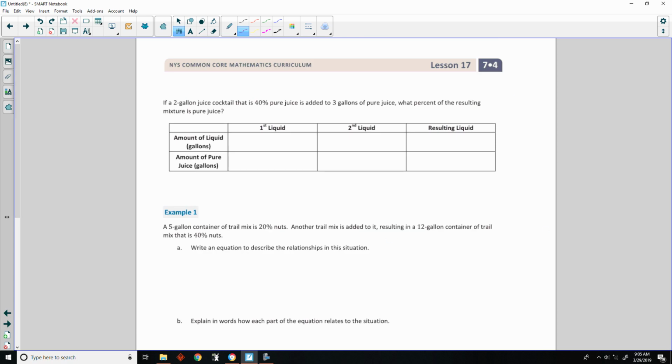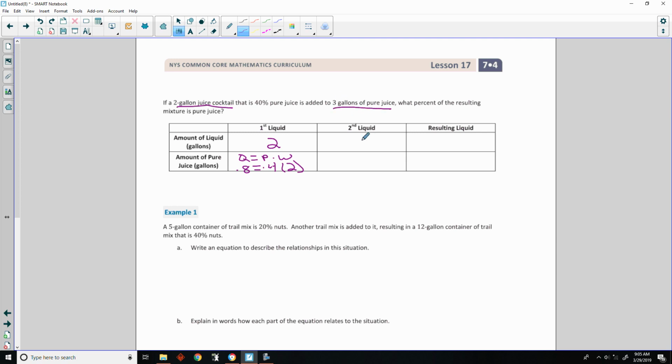And then finally, if a gallon of juice cocktail that is 40% pure juice is added to 3 gallons of pure juice, what percent of the resulting mixture is pure juice? Okay, so the first liquid is 2 gallons of juice. And it's 40% juice, so if I take my equation, some quantity equals percent times whole, the percent is 40%, which is 0.4. The whole is 2, so my quantity is 0.8.